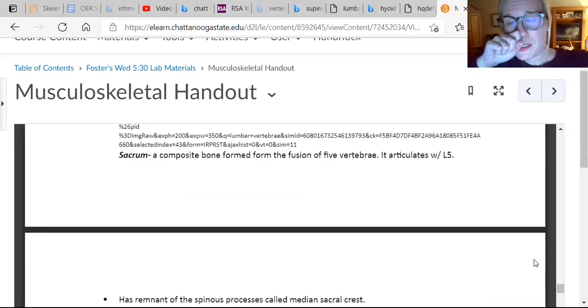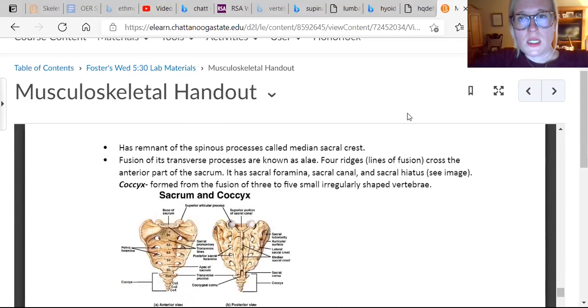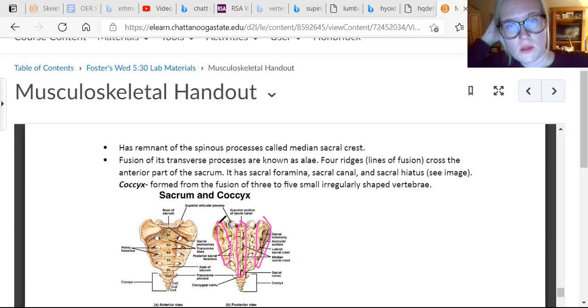All right, now let's talk about the sacrum and the coccyx. The sacrum is a composite bone, a fusion of 5 vertebrae. Okay, so let's look at it. Notice I put some notes on here just to kind of keep you guys aware. And I put on here the remnants of the spinous processes are called the sacral crest. But if you look at it, you can tell these were the spinous processes, okay? And then these were the transverse processes out to the side.